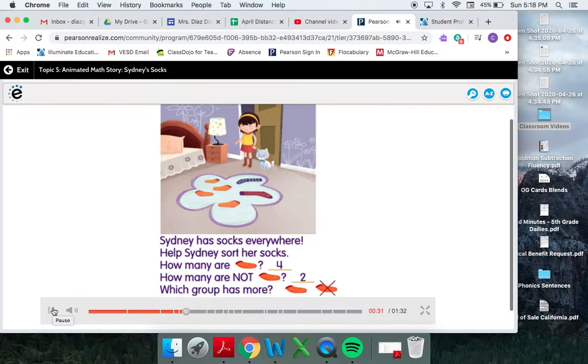Which group has more? Okay, students should be able to tell the difference between 4 and 2 and know that 4 is more because we can see more socks here.